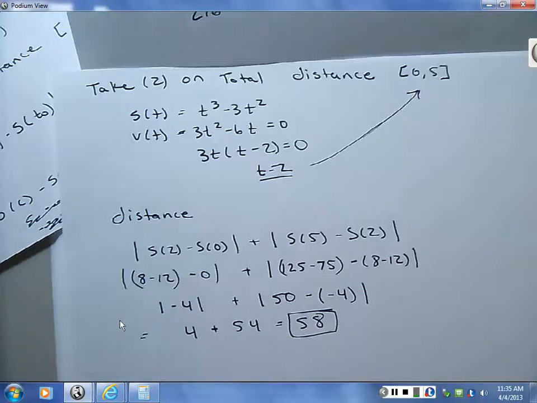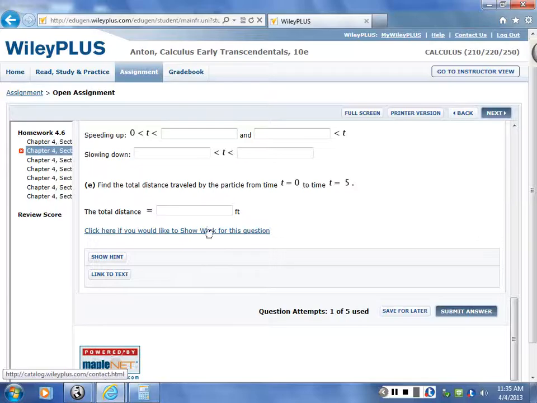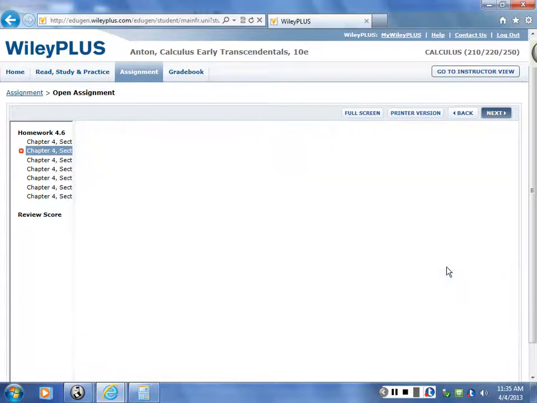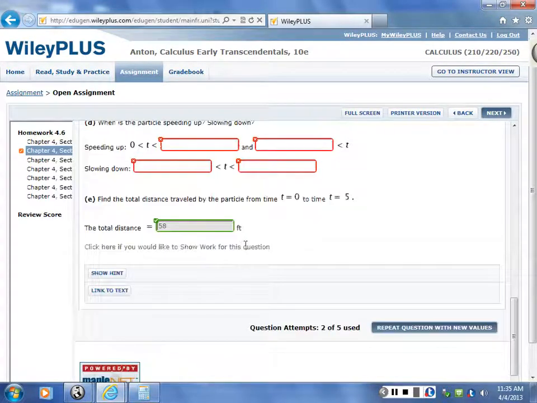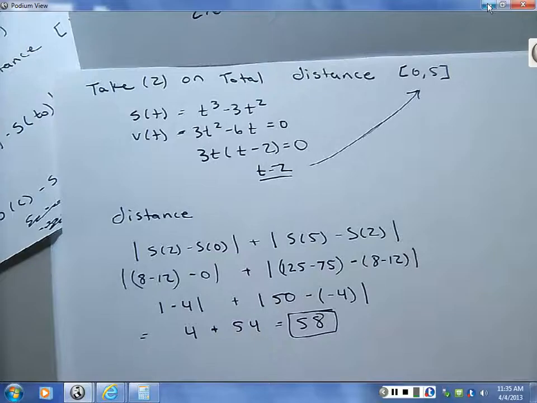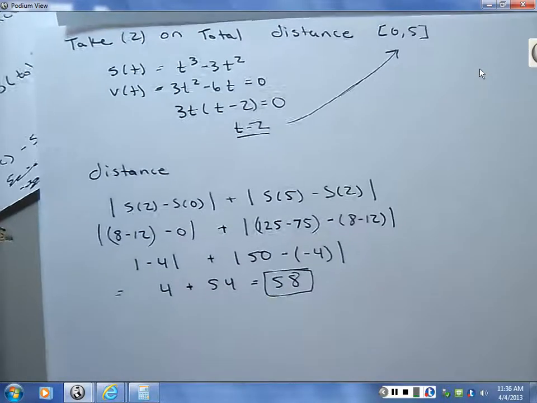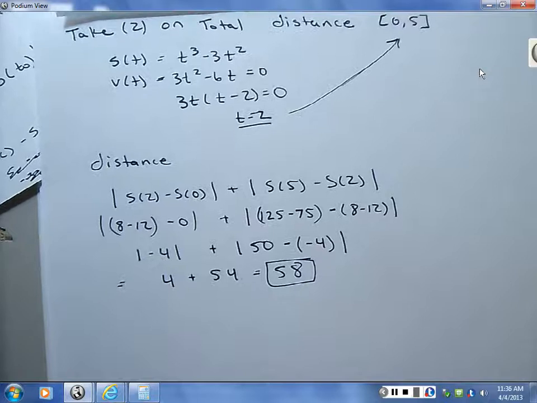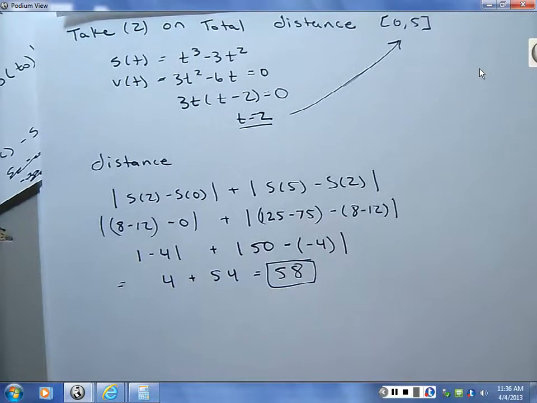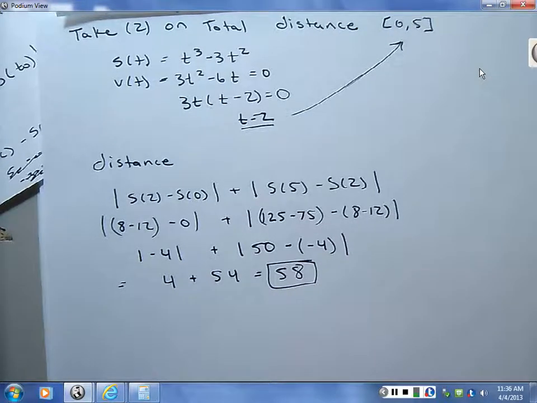So I'm not going to put the rest of the stuff in, assuming we can do that right. So this would be 58. And that's right. So do you see how you have to be really careful? It's easy to make a mistake there with that negative and various different things there. You guys understand that? Okay.